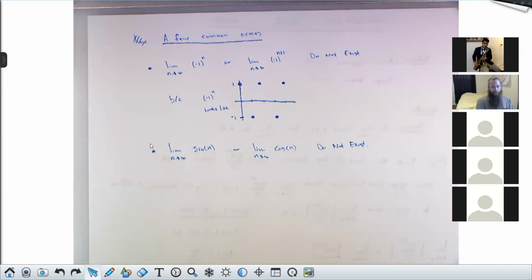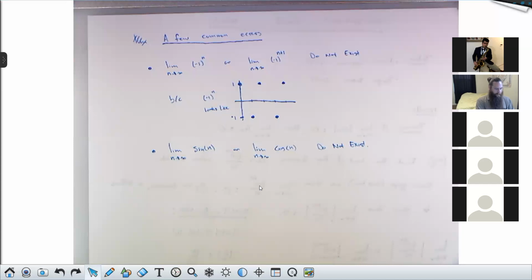Be careful with those. If you have a sine of n or a -1 to the n or something like that in your sequence that you're trying to take the limit of, you're probably going to need something like the theorem we just used, or the squeeze theorem, something along those lines. So be careful with that stuff, please.